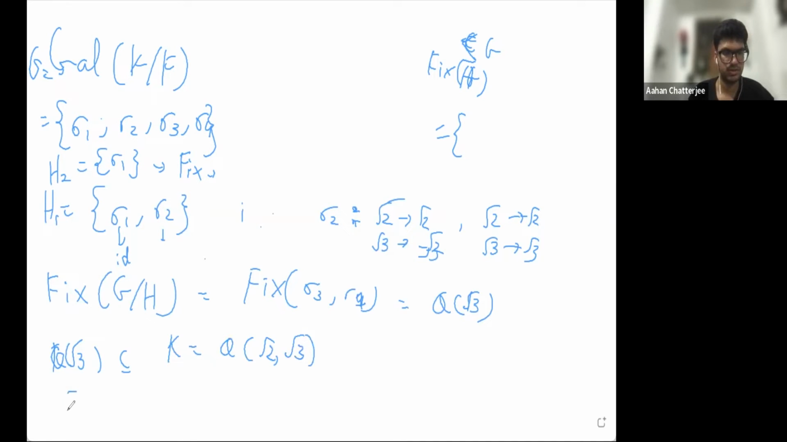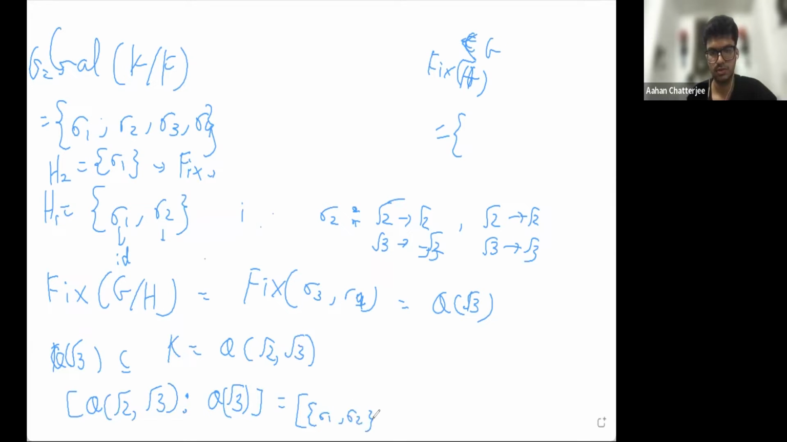And moreover, it tells us that this degree of Q(root 2, root 3) over Q(root 3) should be the same as the index of the groups in the inverse direction. So that is sigma 1, sigma 2. So everybody agrees with this, right?